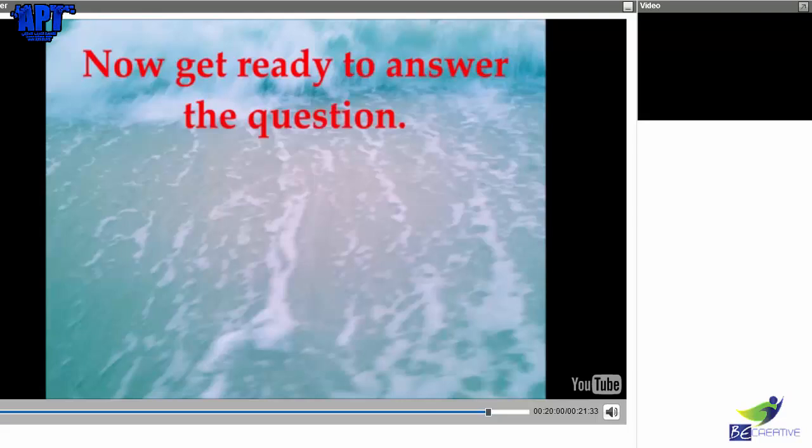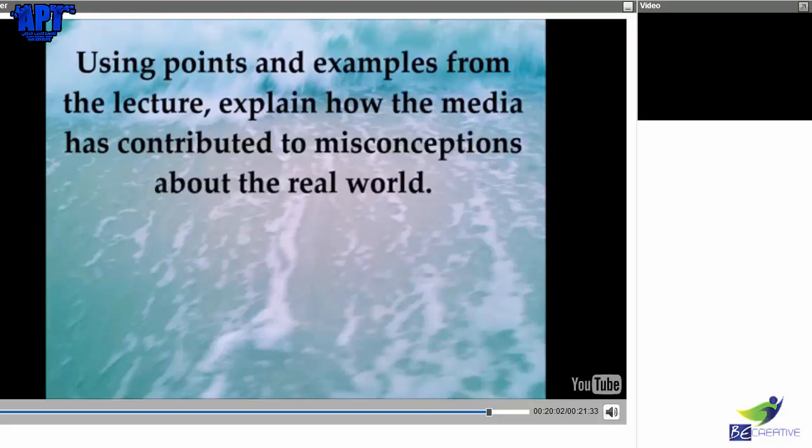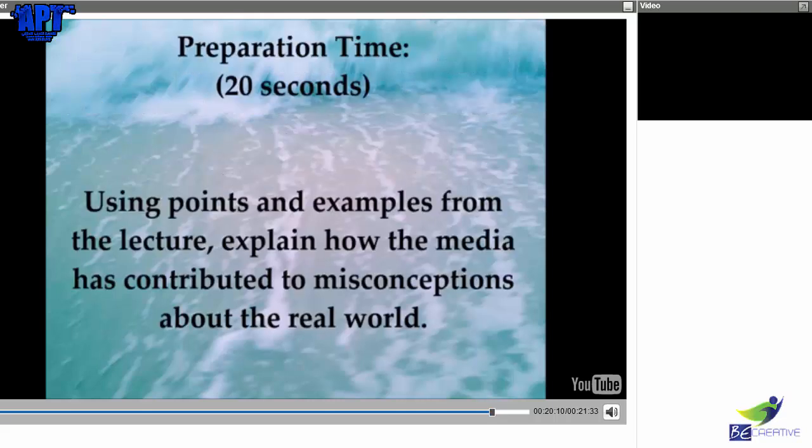Now, get ready to answer the question. Using points and examples from the lecture, explain how the media has contributed to misconceptions about the real world. Please begin speaking after the beep.